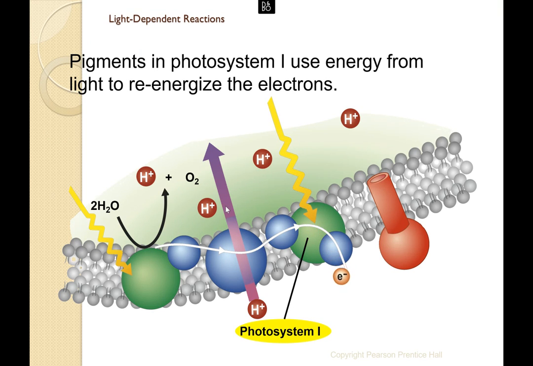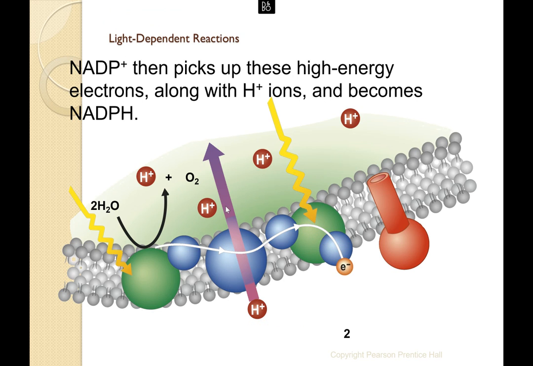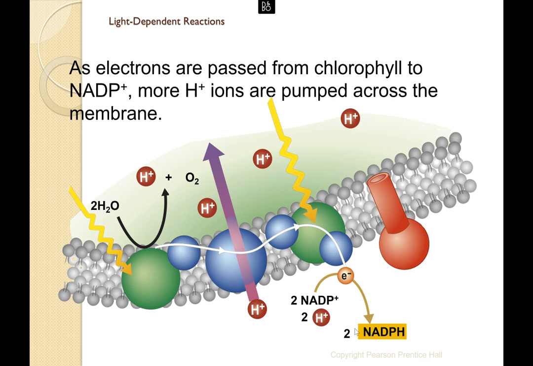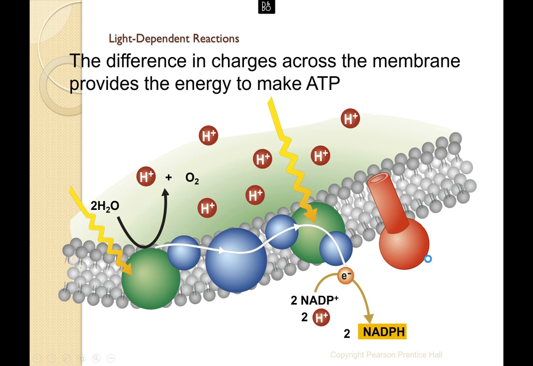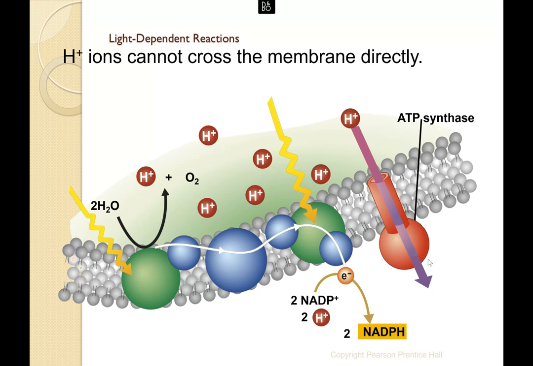And we're going through, right? And as they move through, they get re-energized. NADPH picks up these electrons, which get re-energized by light along the way, with some of the H plus, gives you NADPH. And then very similar to cellular respiration, all these hydrogen ions build up here and have to get out. The only way they can get out is through ATP synthase, and that's what gives you your ATP.